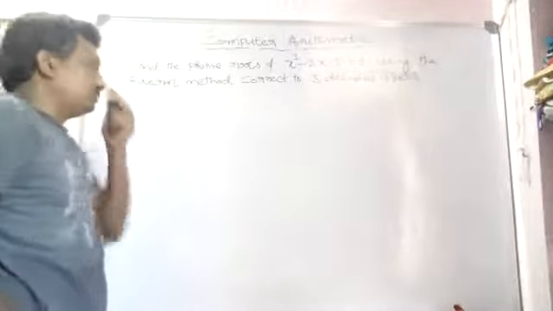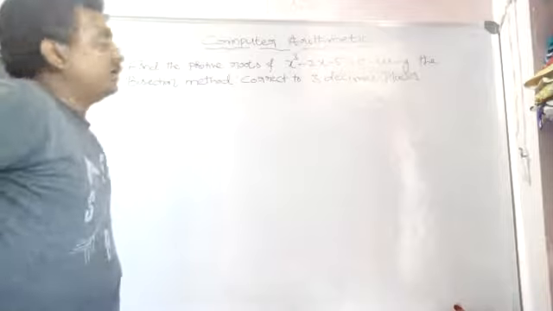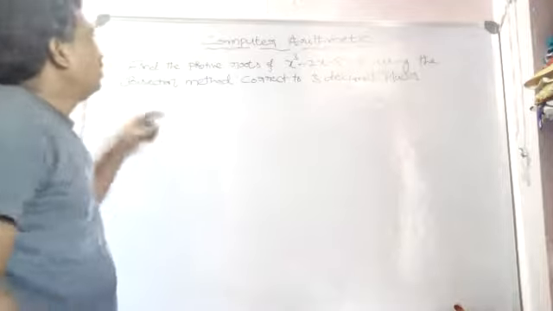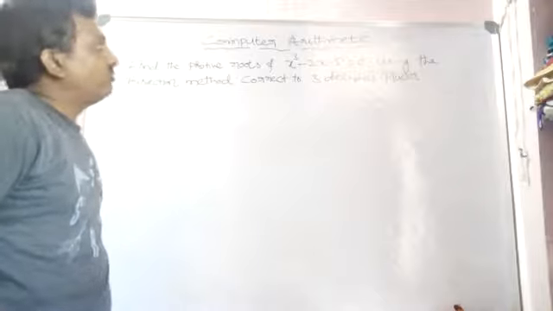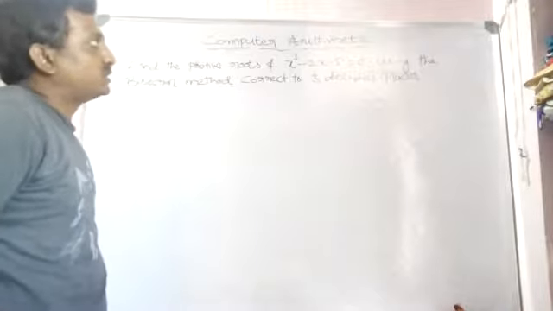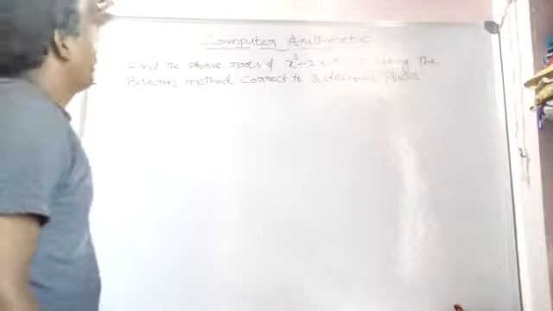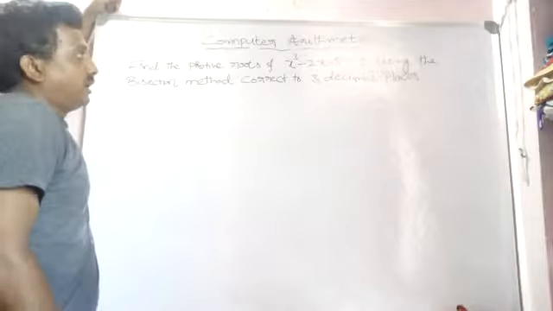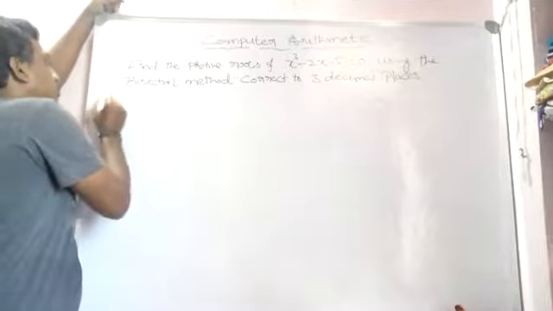Okay, friends. Say computer arithmetic, the bisection method. Here is one question: find the positive root of x cube minus 2x minus 5 equals 0 using the bisection method, correct to 3 decimal places. See how to solve this one.